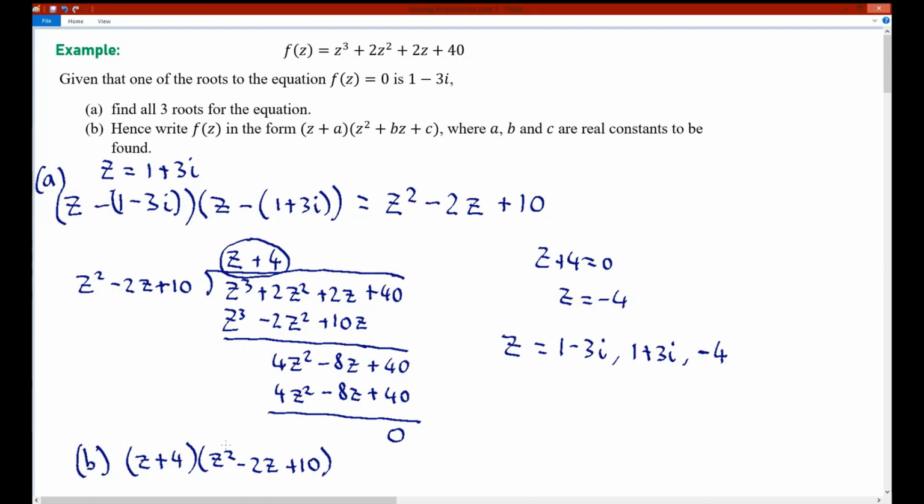Okay, there you go. That's the approach to these questions. Not really anything new, except for using this idea of complex conjugates being the only option if you've got complex solutions to a polynomial with real coefficients.